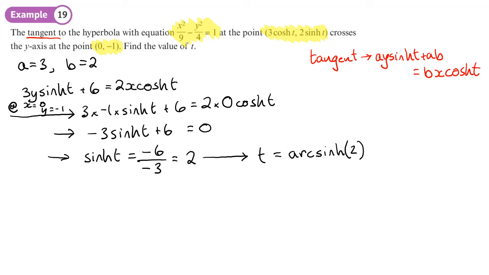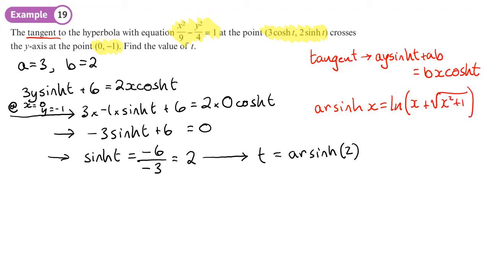Now if we look in the formula book, it actually tells us how to find the arsinh of something. If I want to find the arsinh of something from the formula book, then it tells us that it's the natural log of x plus the square root of x squared plus 1.